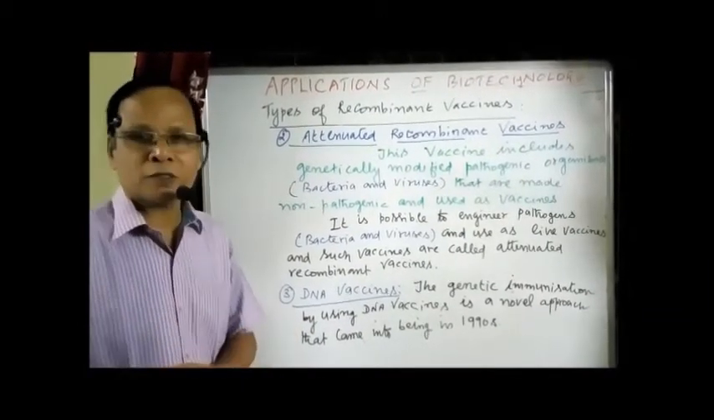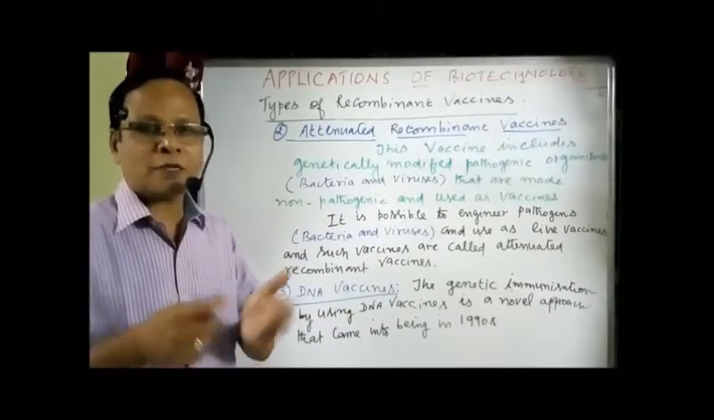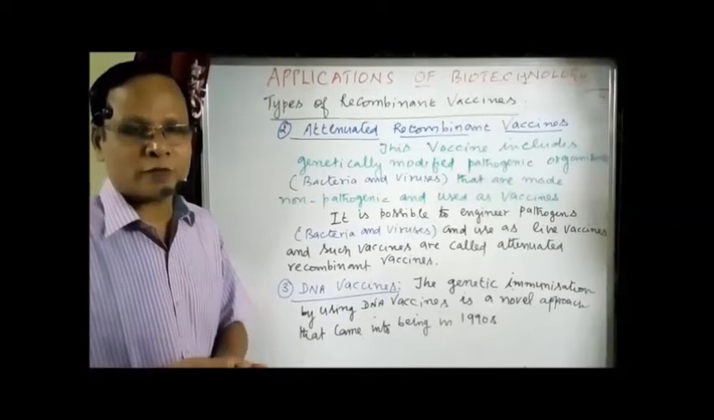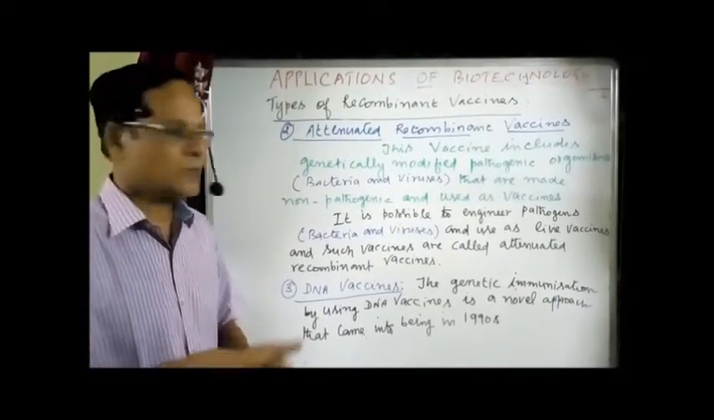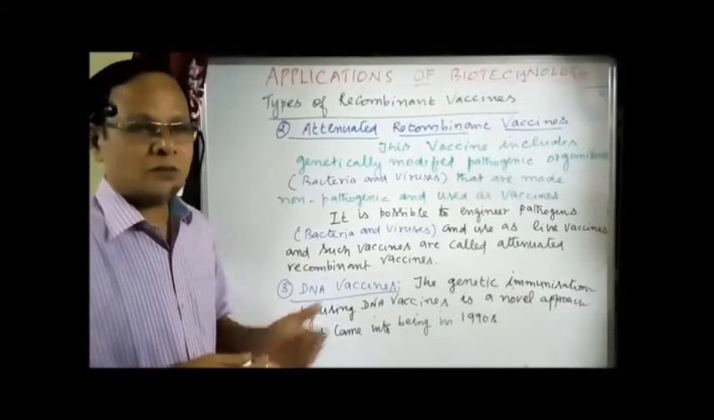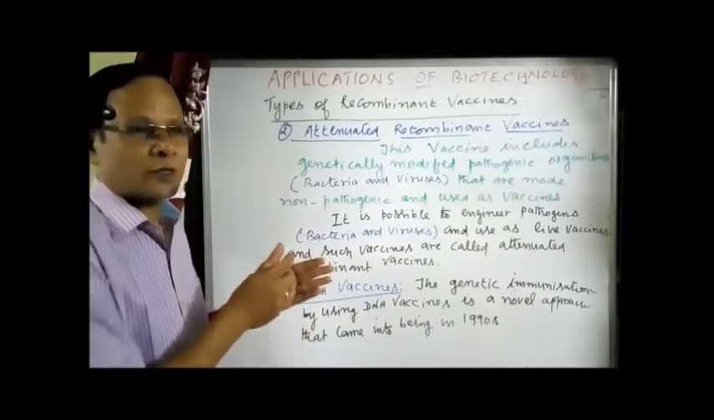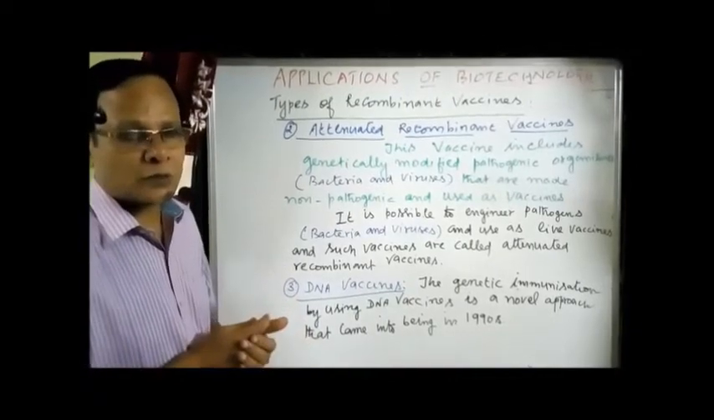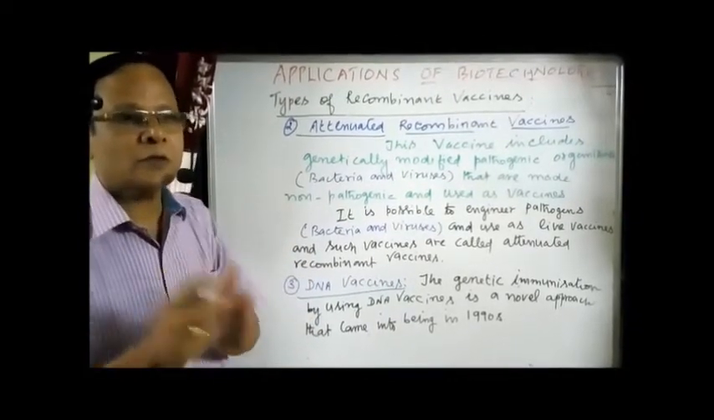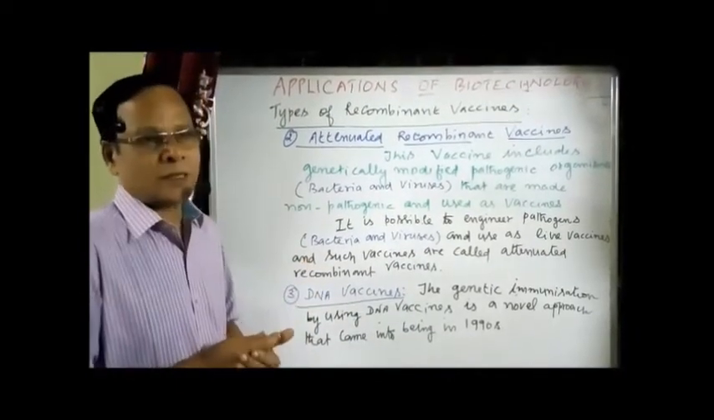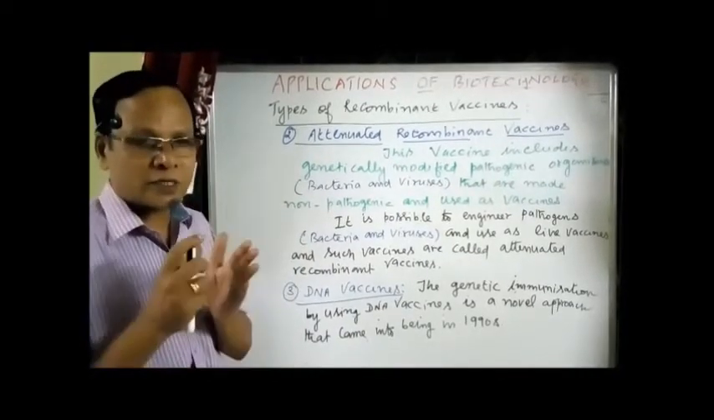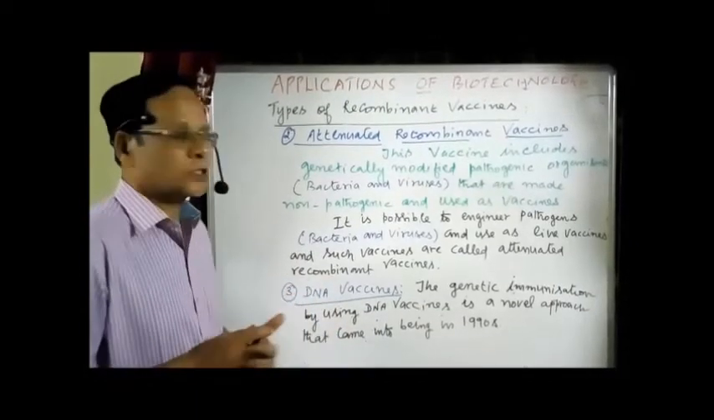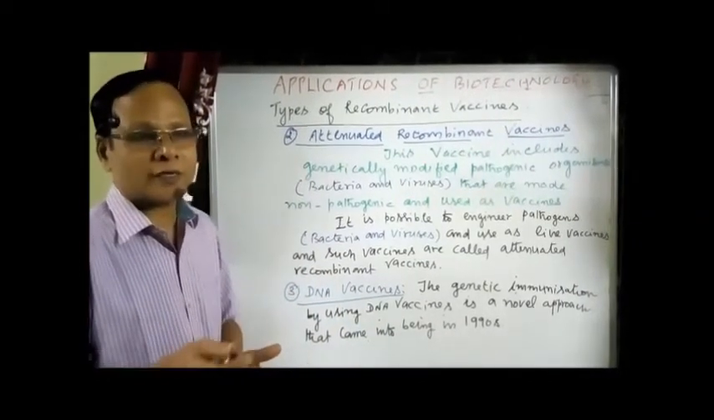So nowadays it is possible to engineer the pathogenic organisms and use them as live vaccines. For example, measles vaccine, polio vaccine. These are all live vaccines. So it is possible to engineer the organisms, make them non-pathogenic and use them as live vaccines. And such vaccines which contain either live or dead organisms together constitute what we have as attenuated vaccine.